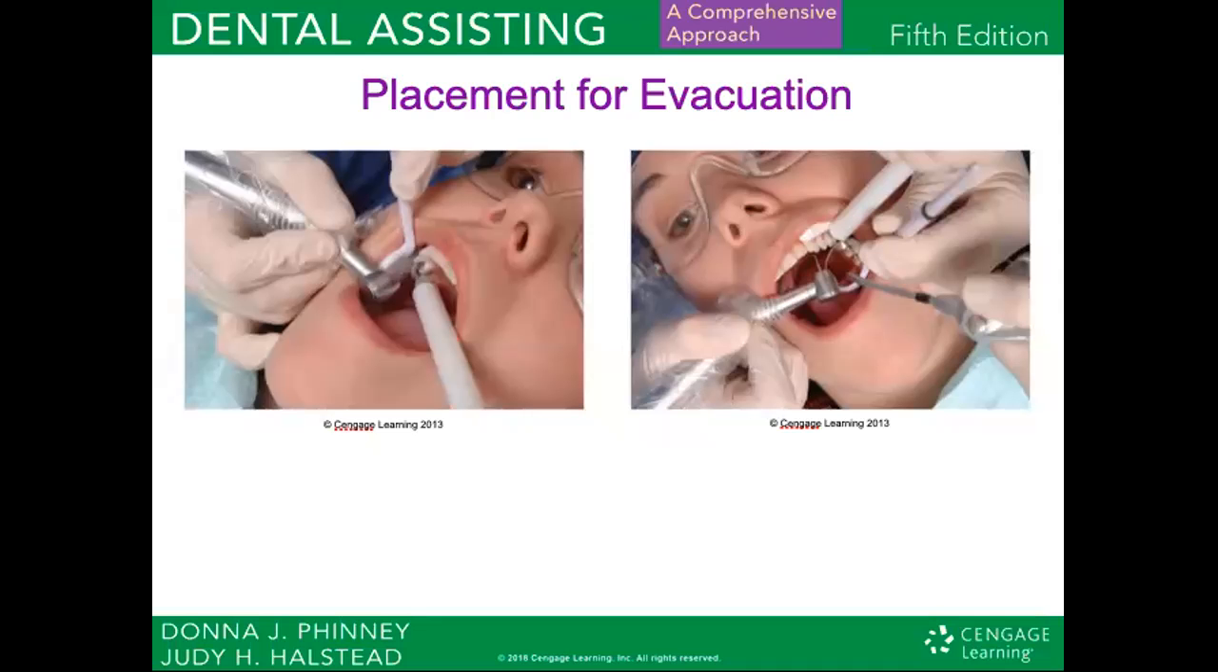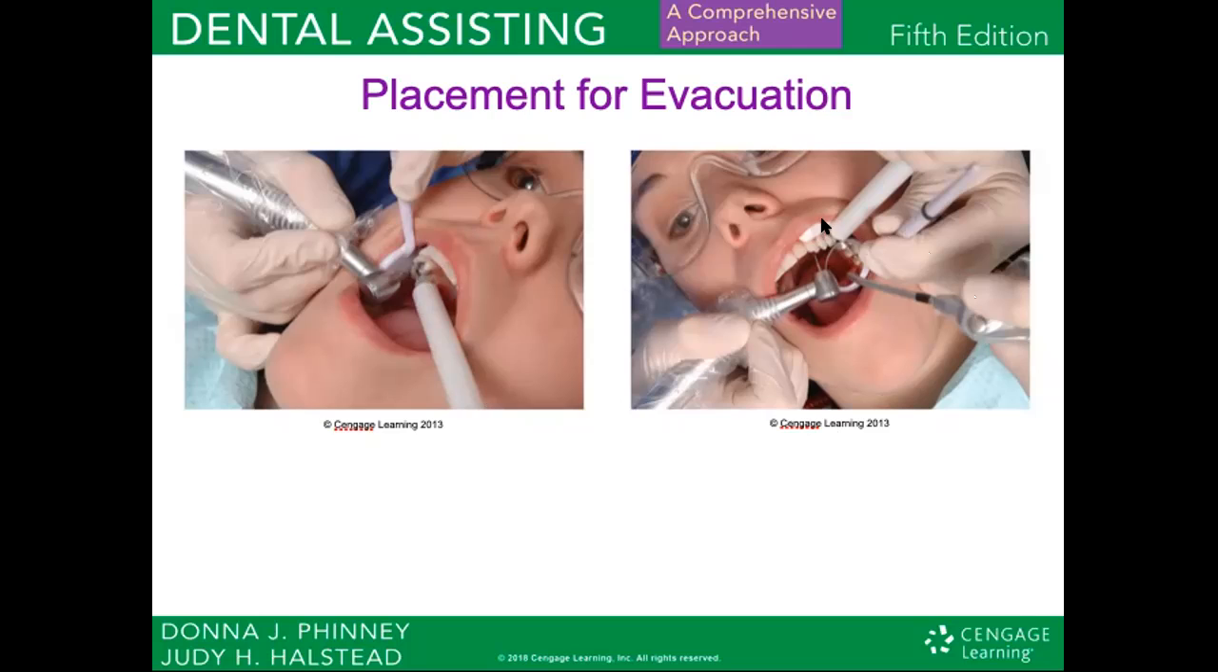Now I want to go over a little bit about where to place the evacuator. Looking at this picture to the left, you can see that the tip is placed near the lingual surface, or the surface near the tongue, just distal to the tooth being worked on. The bevel of the tip is parallel to the lingual surface of the tooth. Notice that the tip is resting on the teeth in the maxillary right quadrant, right in this area here.